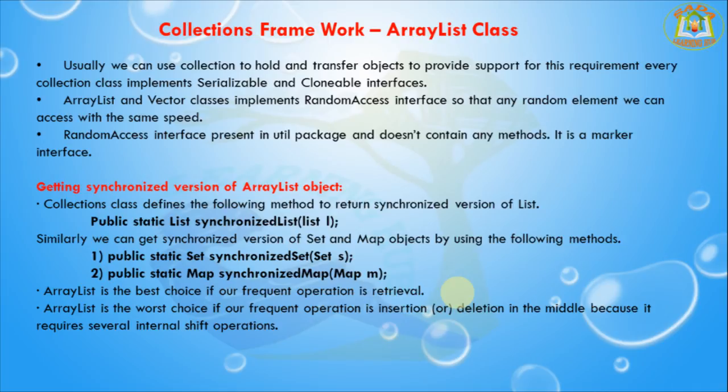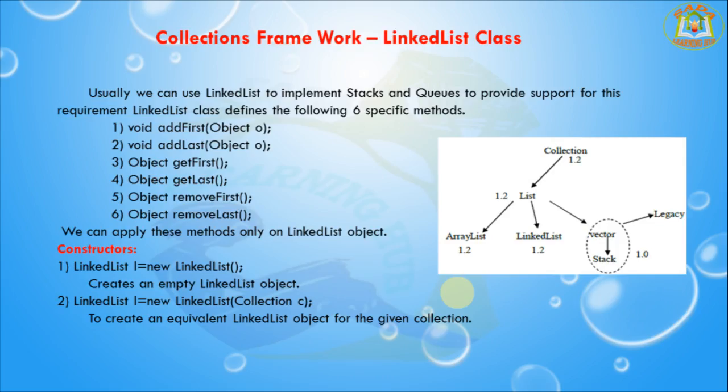Next, I'm going to discuss the differences between ArrayList and Vector. In ArrayList, no methods are synchronized. In Vector, every method is synchronized. At the same time, multiple threads are allowed to operate on an ArrayList object, and hence the ArrayList object is not thread safe. If multiple threads access an ArrayList at a time, we get a ConcurrentModificationException.